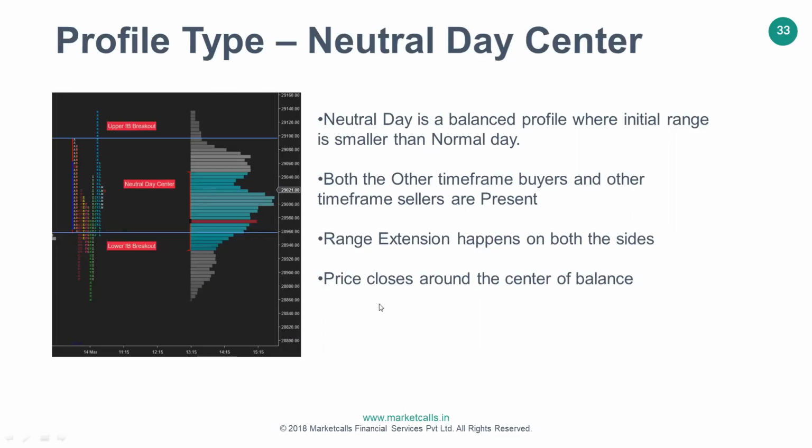Higher time frames would have been present on both sides. The long-term money would have been present on the upper side and on the downside also, and nobody was able to move the markets in their favor. So the market closes at the center.